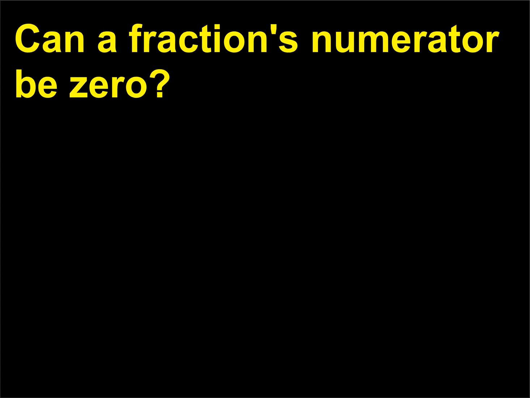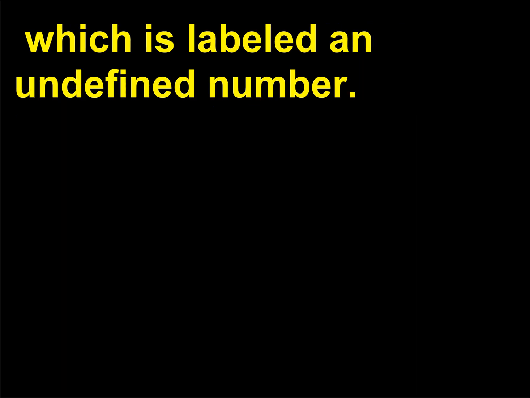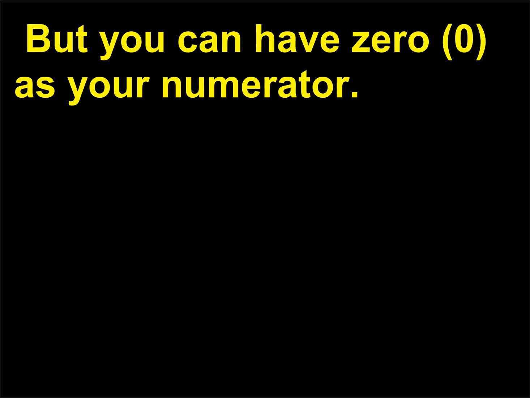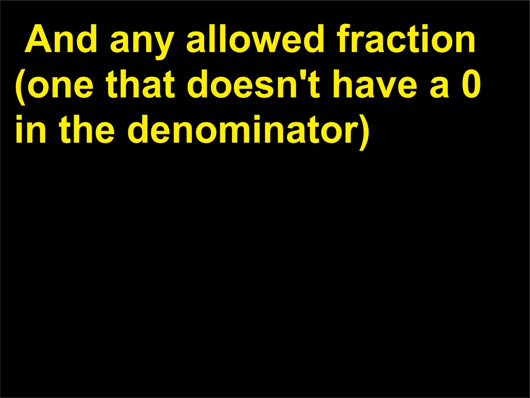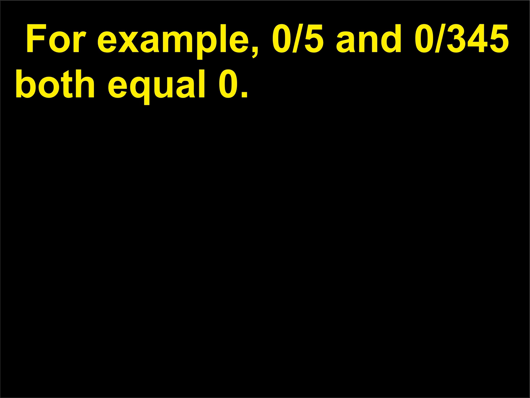Can a fraction's numerator be 0? In the context of division, see above, we learned that it is not possible to divide by 0, which is labeled an undefined number. But you can have 0 as your numerator, and any allowed fraction, one that doesn't have a 0 in the denominator, that has 0 as its numerator will always be equal to 0. For example, 0/5 and 0/345 both equal 0.